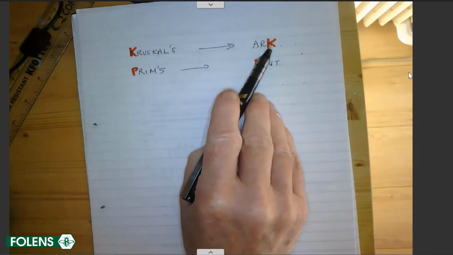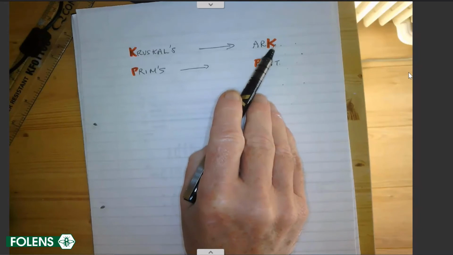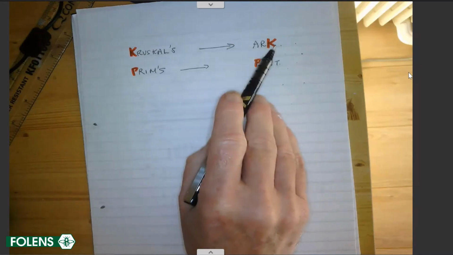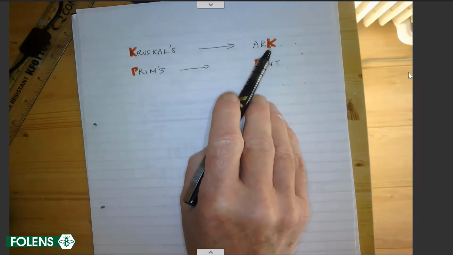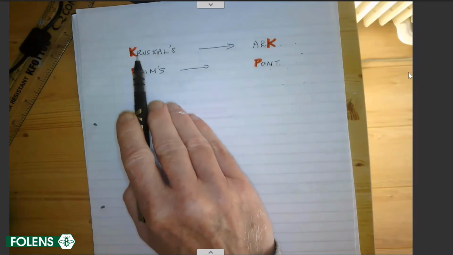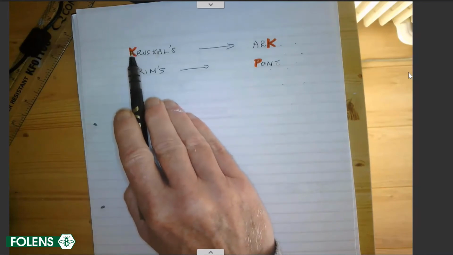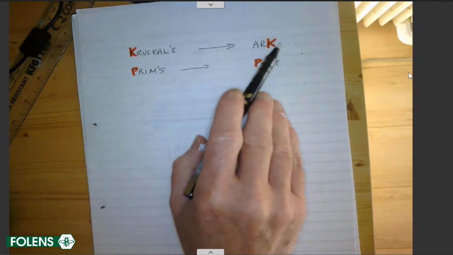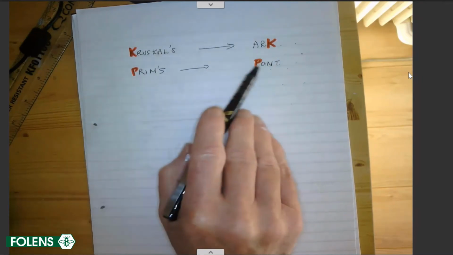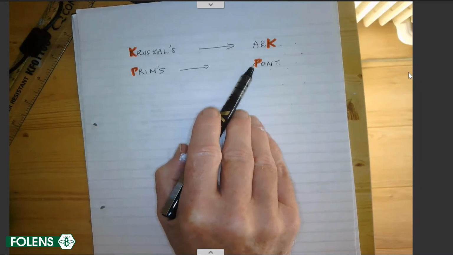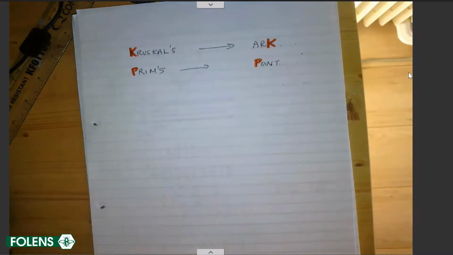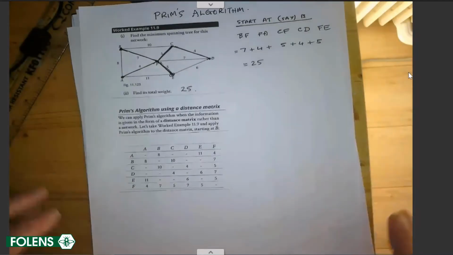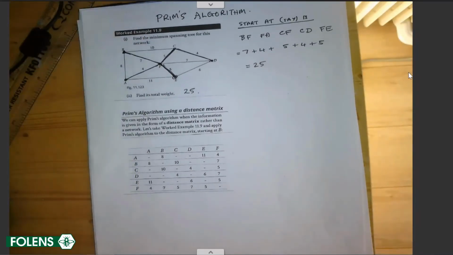Now the correct spelling for arc is ARC. ARC means a line segment, or another word we use for it is an edge. But just for the point of this, to remember it, I say Kruskal adds the nearest arc, or the shortest arc, and Prim adds the nearest point. And Prim's will always be a tree as you move along.